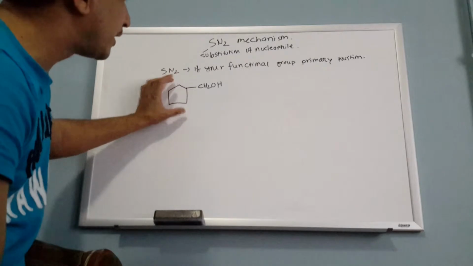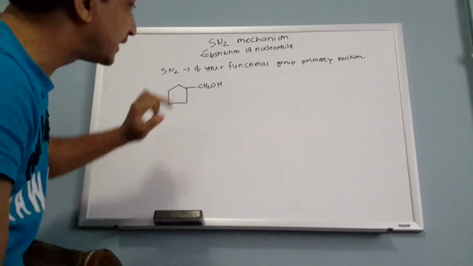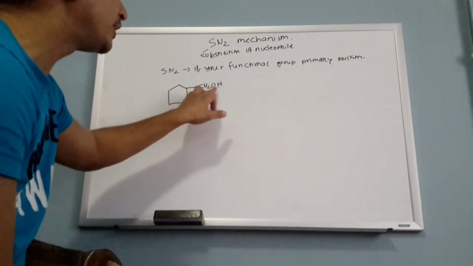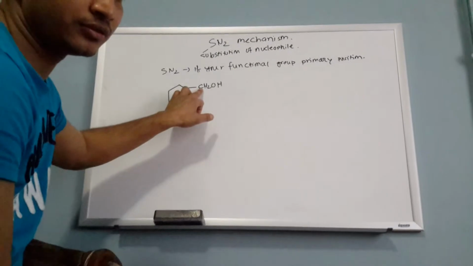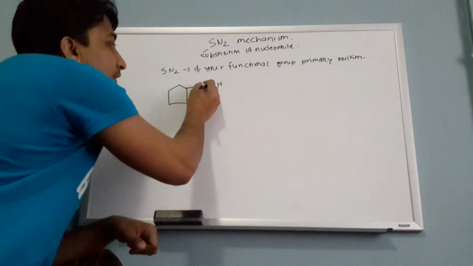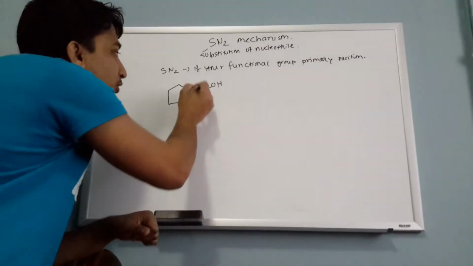Cyclopentyl. This has more carbons. Even though this cyclo has more carbons, it is not the functional group, because my functional group is connected with this carbon. And this carbon is filled up with what? This carbon is filled up with one cyclopentyl.